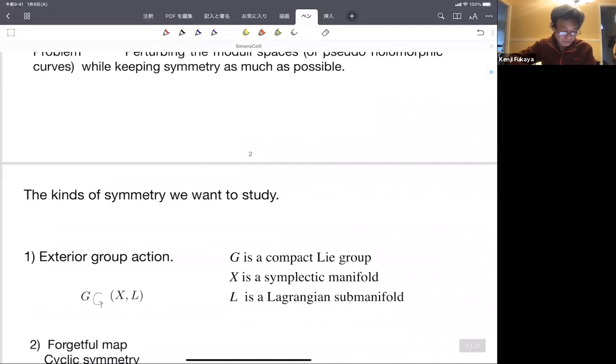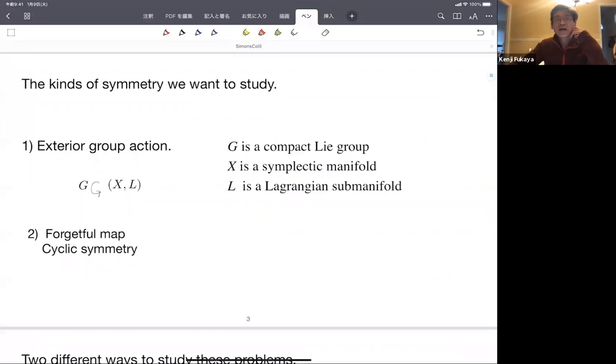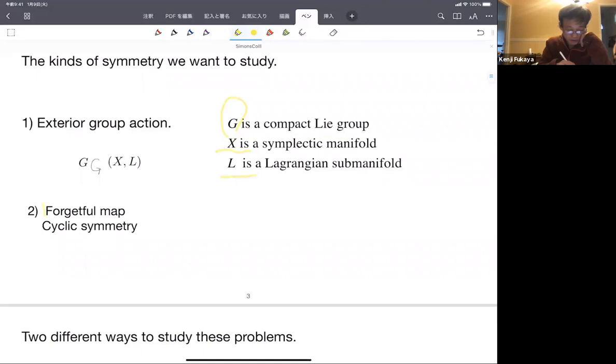One is an exterior group action. That is the case when you have a Lie group G acting on a symplectic manifold, preserving the symplectic structure, and you have a Lagrangian submanifold which is G-invariant as a set. This is one case. And the other is something called a forgetful map and cyclic symmetry and a few related symmetries, which I will explain later in a more precise way.